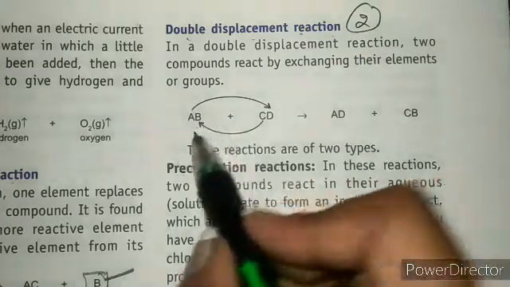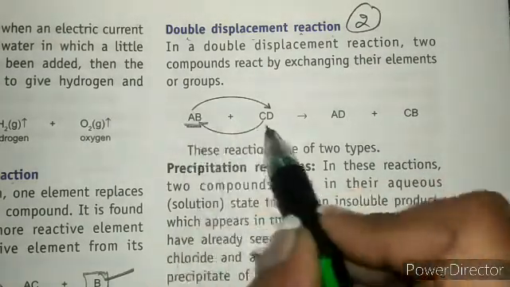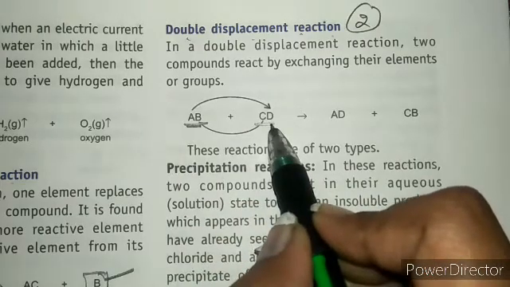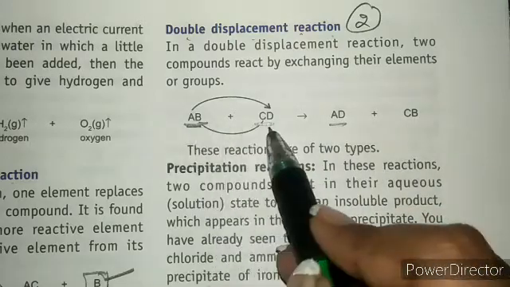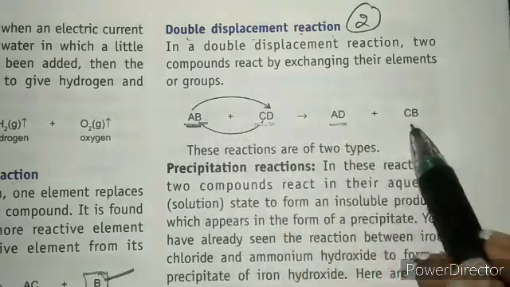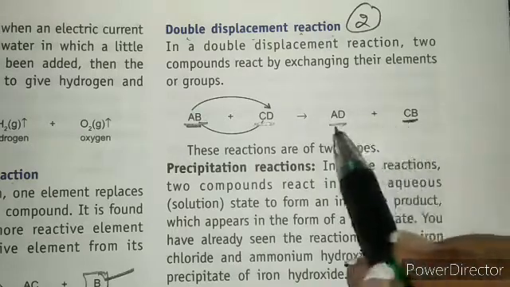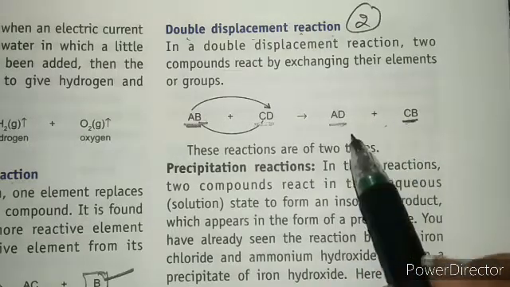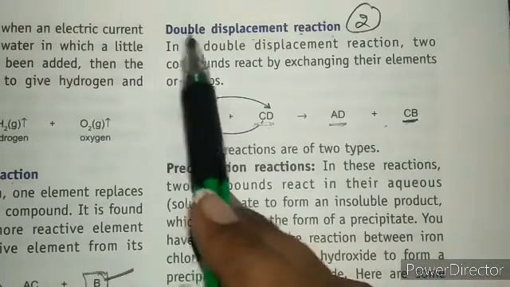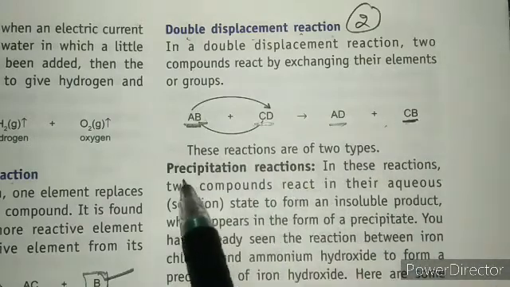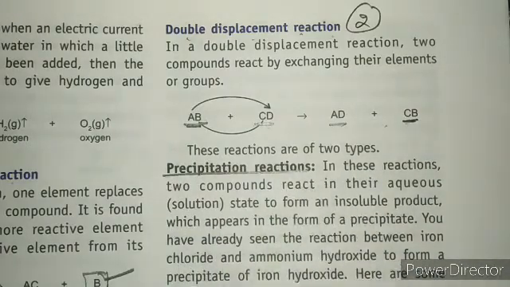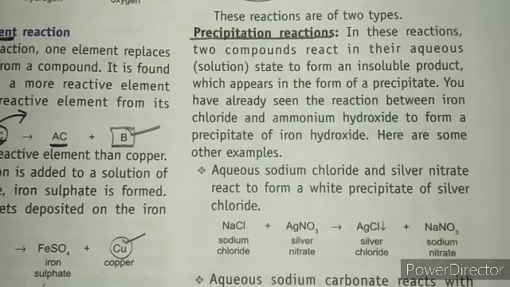So let's say the first compound we have is AB, and the other one is CD. So what happens in the product? AD we have, and BC or CB. So these two different compounds are formed. But one more thing, this double displacement reaction occurs by two different methods. First one is precipitation, in which precipitates are formed. So this reaction occurs in aqueous solution.